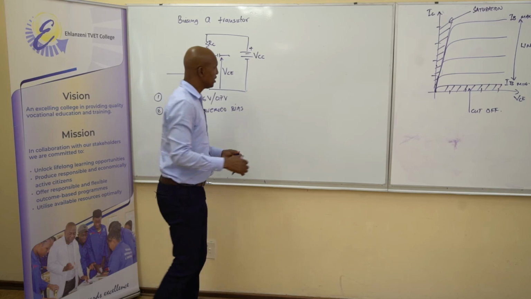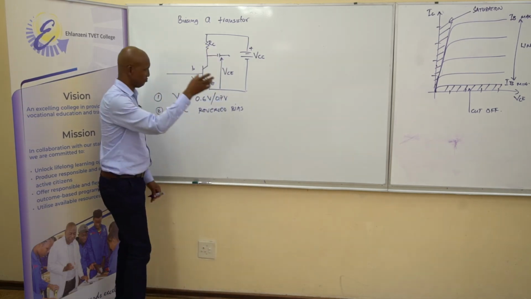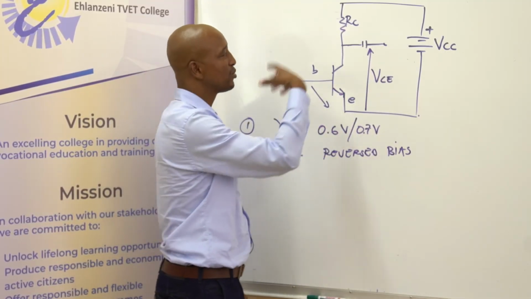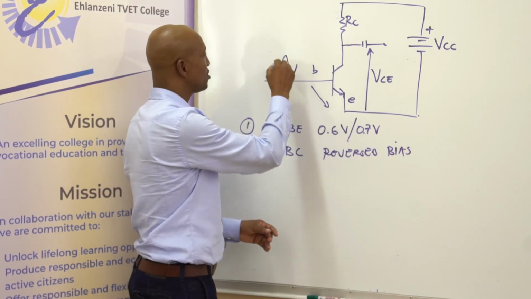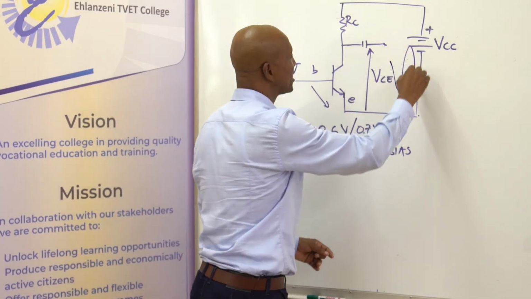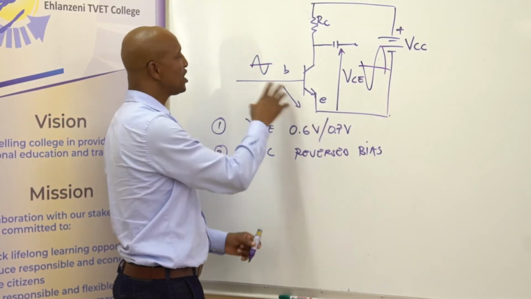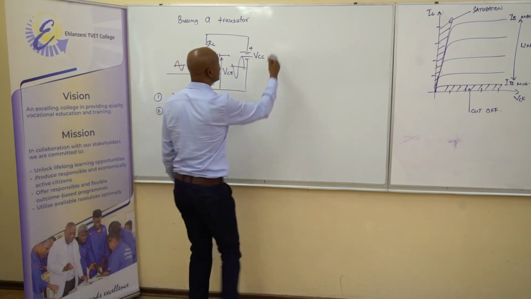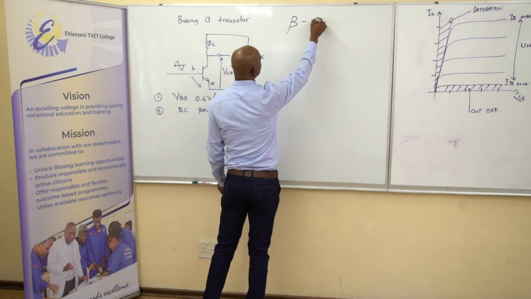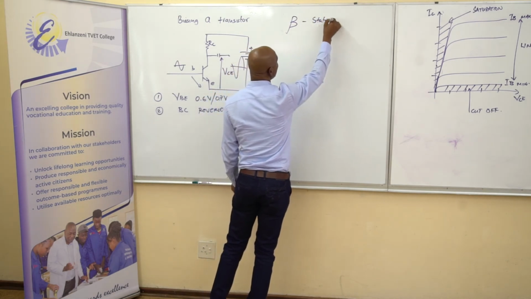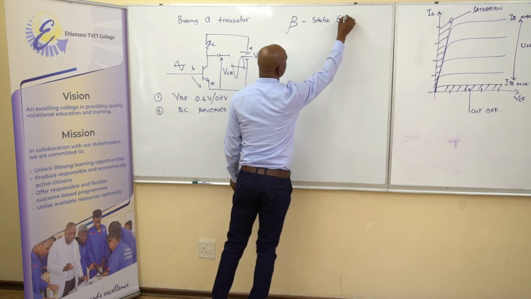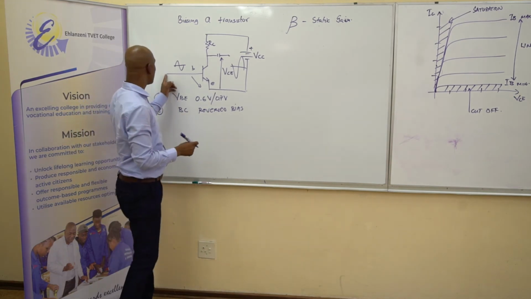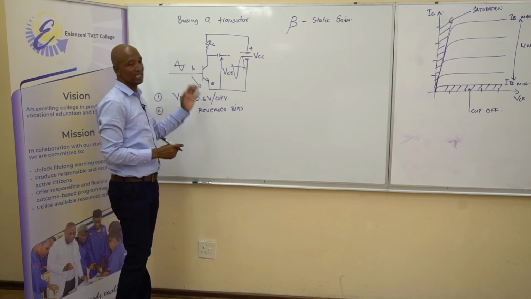Now, there is what we call gain. Remember, we say an amplifier has some kind of gain. You put in an input signal and you receive a bigger signal. So that's gain: how much of this signal have I gained from this signal? It is denoted by beta, and it is called static gain. That is the gain you can determine of the transistor without any input or external signal.